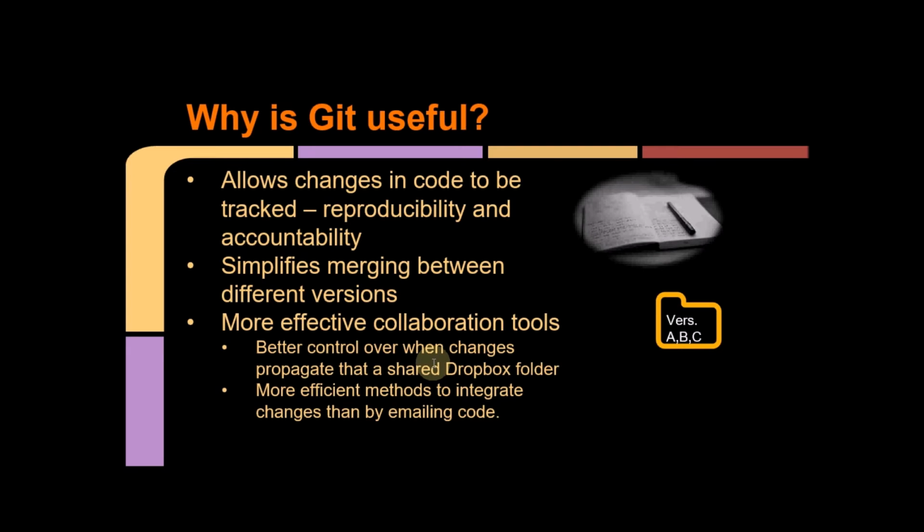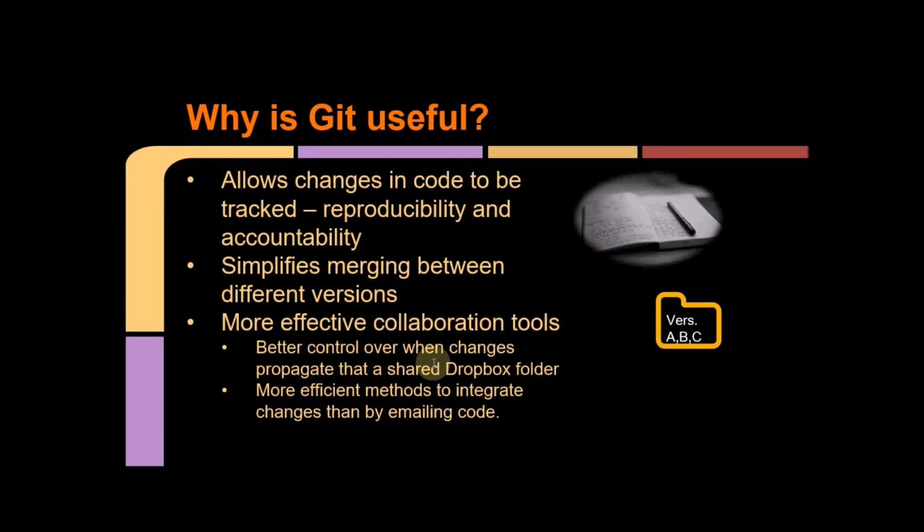And then the ability to collaborate is, in my opinion, much more efficient than either emailing code to each other or, say, having a shared Dropbox folder. The problem with the shared Dropbox folder is that you have no control over when the changes are pushed. As soon as one person makes a change, everyone has that change, even if they're not ready for it. Git lets you control when changes that other people make are pulled into your code.